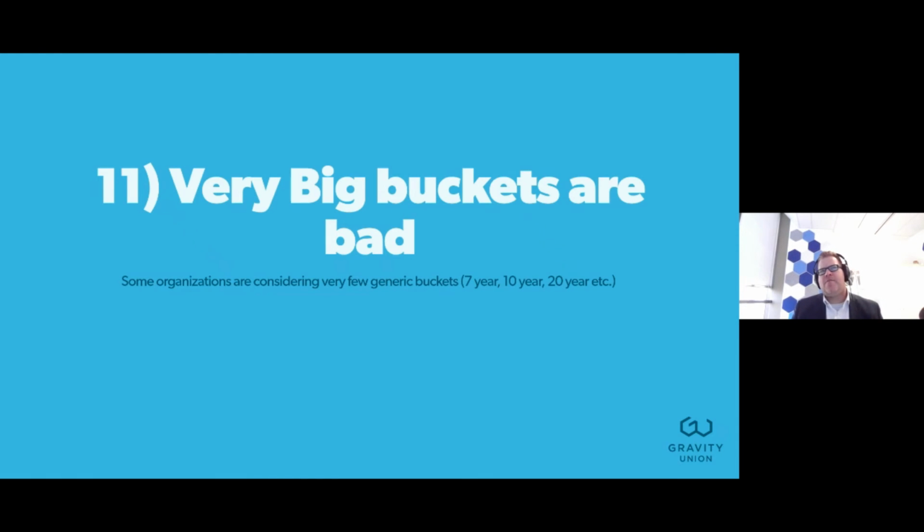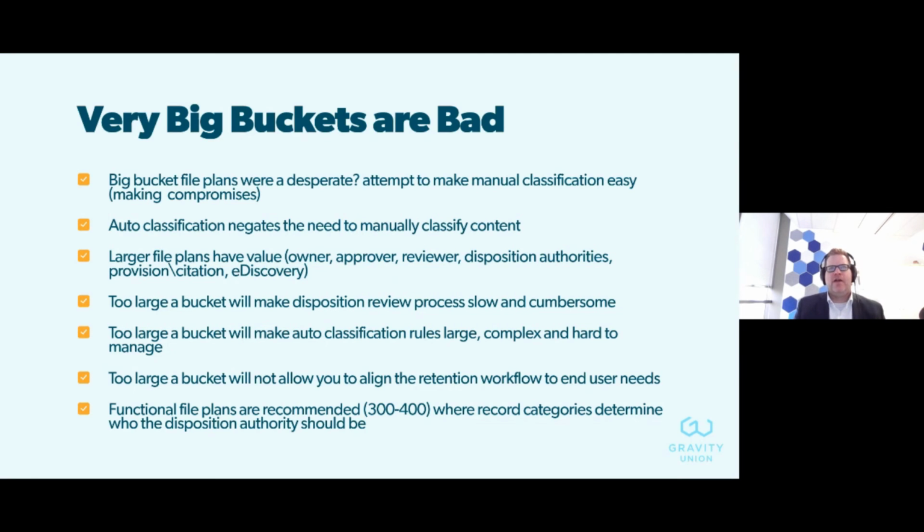Very big buckets are bad. We're seeing a bit of a trend of organizations wanting to further distill their file plans into maybe a dozen record categories. We have a 7-year category and a 10-year category. And so it's kind of hard. I mean, it's sort of the latest trend, and we're not totally sure what's going to happen, but certainly it makes me a bit nervous.